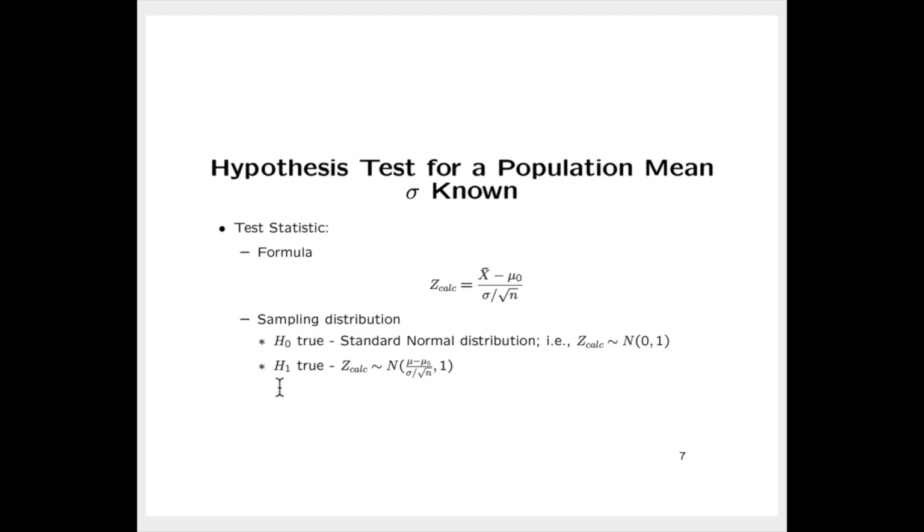On the other hand, if the alternative is true, depending upon which of the three hypothesis tests we're performing, it still has a normal distribution and it still has a standard deviation of 1, but the mean of that sampling distribution is something other than 0. Another way to think about these two statements is that if the null hypothesis is true, then the sampling distribution of z-calc will be centered at 0, and if the alternative hypothesis is true, then the sampling distribution of z-calc will be centered somewhere other than 0.